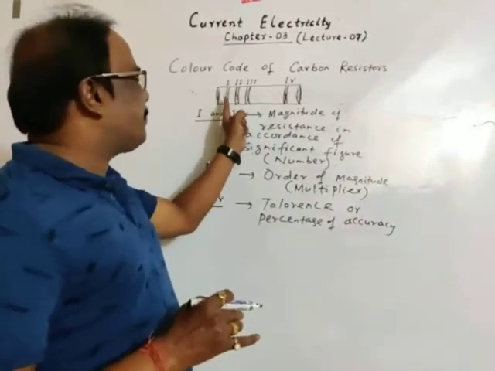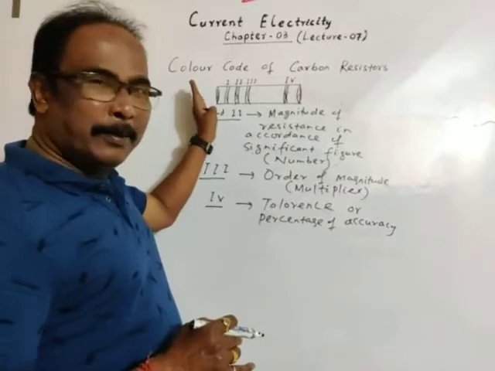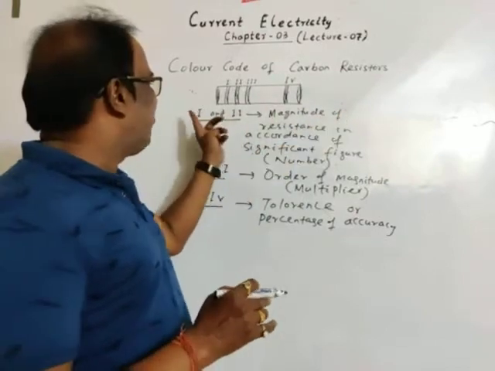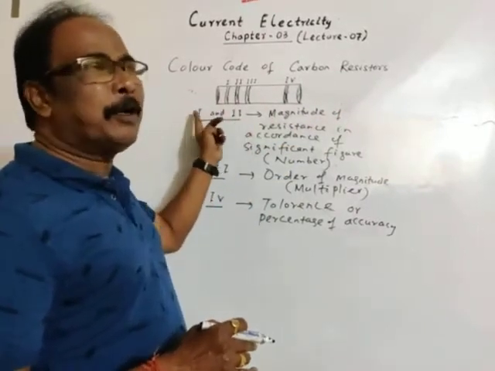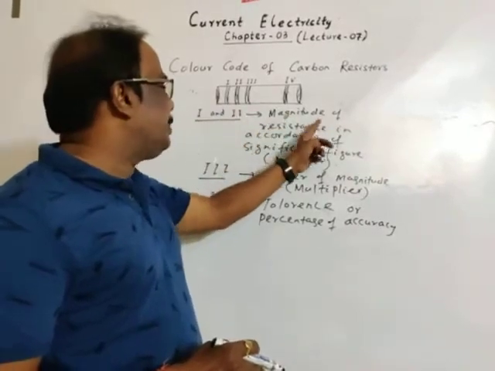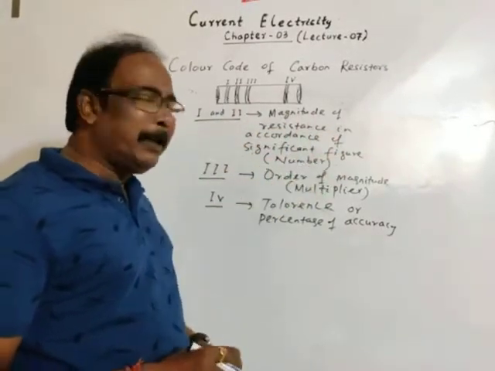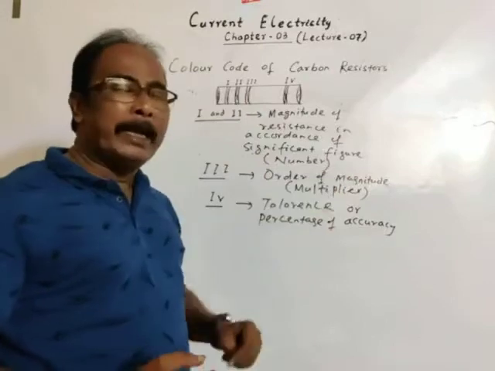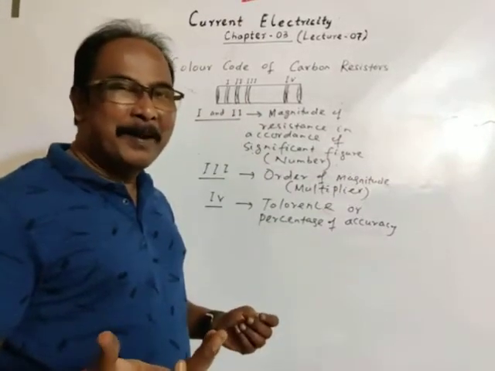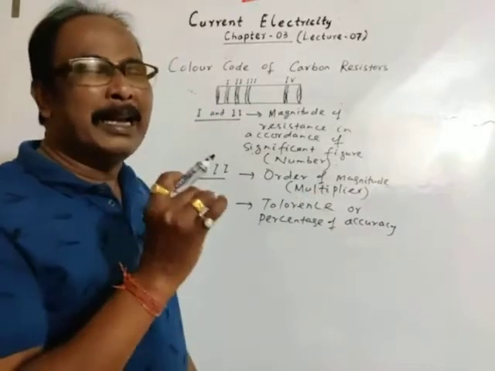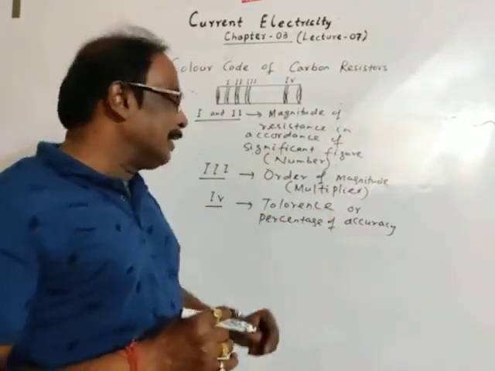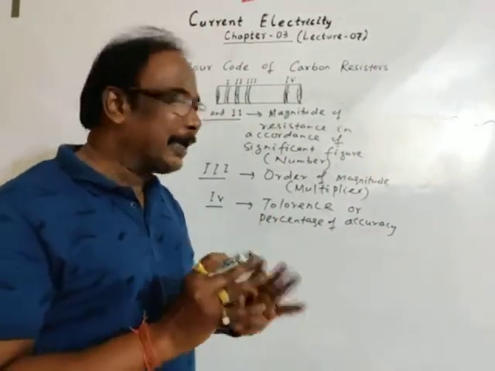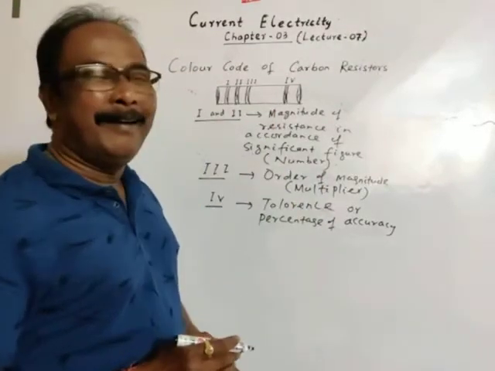So there are three bands or three rings at one end of the piece and the fourth band or fourth ring at the other end. The first and second ring give magnitude of resistance in accordance with significant figures in the form of a number. Then the third band gives order of magnitude, the power of 10, which is called multiplier. Then number four, tolerance or percentage of accuracy.